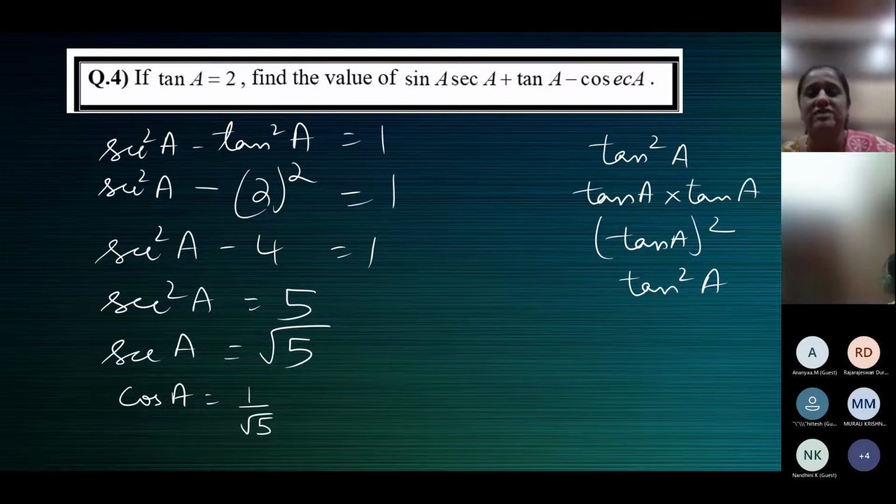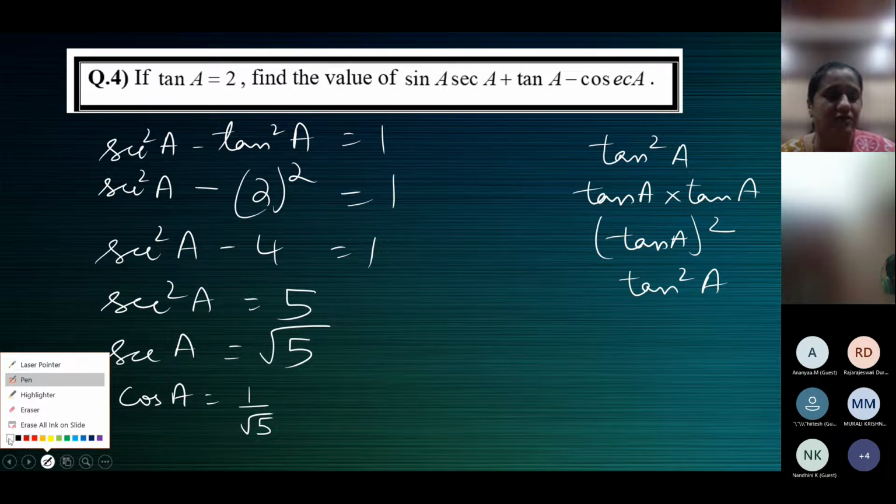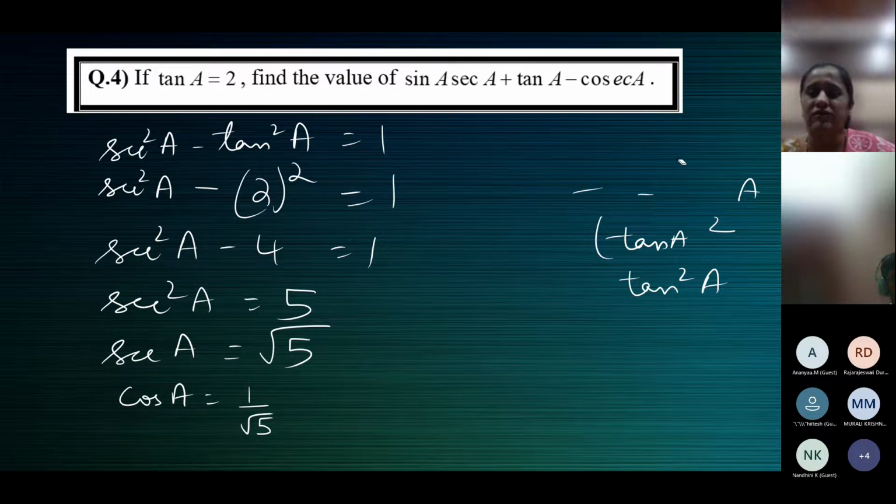Now you have to find sin A and cosecant A. It's enough if you find cosecant A or sin A because they're reciprocal ratios. If you find sin A, you can take the reciprocal of that value and that will be cosecant A. Or you find cosecant A, its reciprocal is sin A. Now tell me which identity to use to find sin A or cosecant A, whichever you want.